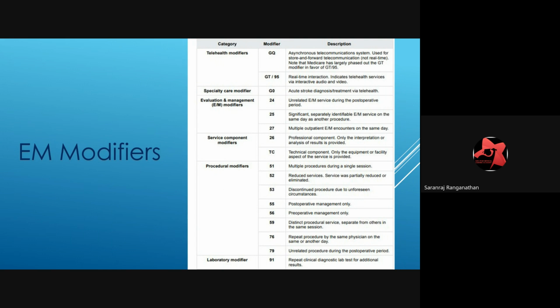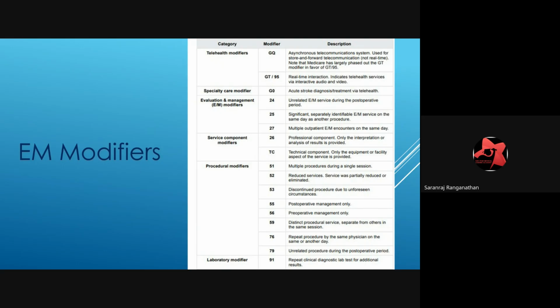Same day, outpatient and ED, they are performed. We can use the 25 modifier for a separately identifiable E&M service on the same day as another procedure. Then 27 is for multiple outpatient E&M encounters on the same day. In the same outpatient encounter, they might have seen the patient for different conditions. In that scenario, we'll be using the 27 modifier.